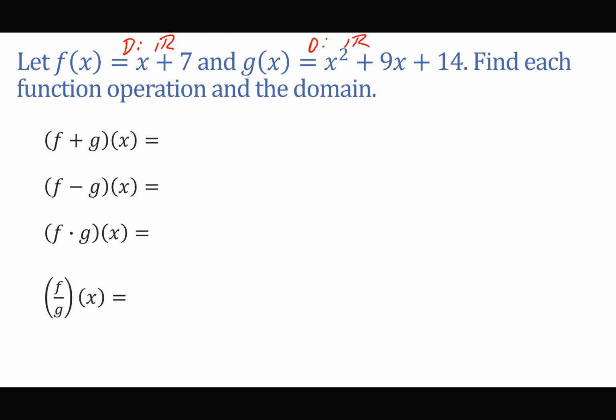All right, so if I want to add these together, I have x plus 7 plus x squared plus 9x plus 14. Adding them together, all I'm doing is combining like terms. And so this would be x squared plus 10x plus 21. All I'm doing is combining like terms. Addition's very straightforward.